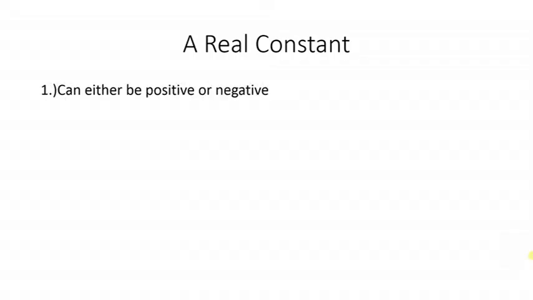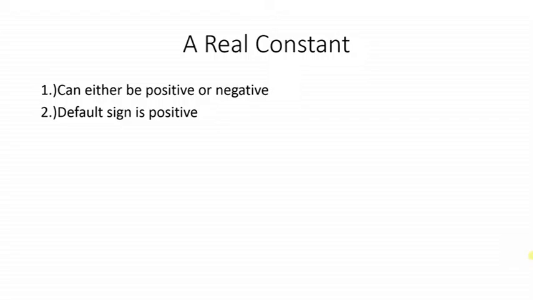Now let's just talk about real constants. These can also be either positive or negative. By default they have a positive sign. For example, plus 325.45, 42.6, it's going to have a positive sign by default, minus 32.67. Moving to character constants now.